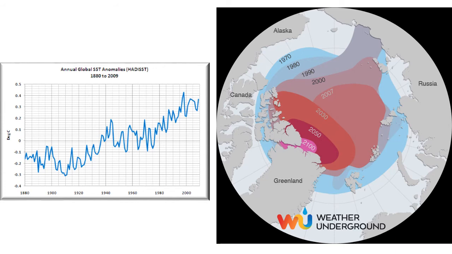We have also been seeing rising temperatures of the ocean. So this graph on the left shows us the global sea surface temperature, all right? And so you can see that there has been an increase in sea surface temperatures from 1880 up until the early 2000s. All right, and air and ocean temperatures have been rising faster in the Arctic region than they have been rising anywhere else.